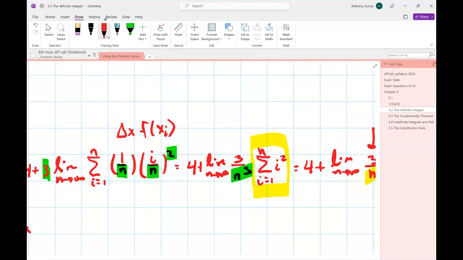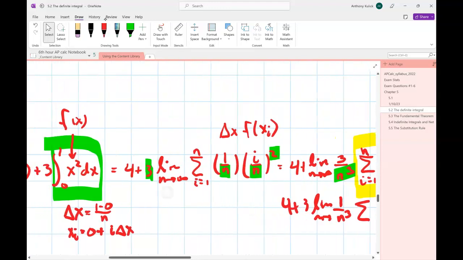The 3 could be outside the limit if you wanted to. That's fine also. So it could have been 4 plus 3 times the limit of 1 over n cubed sum, and so on. You could write it that way also. That's not wrong. And why didn't you put it under the 4? Why didn't I put it under the 4? What for? Oh, wait, no, never mind. Okay, that's okay.